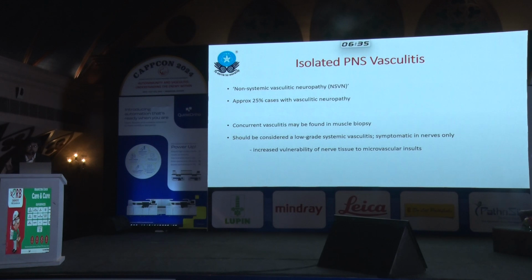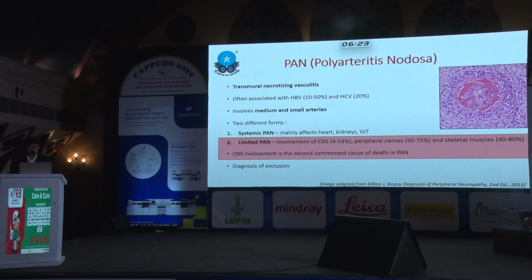Though the name suggests that it's confined to peripheral nerves, it should be considered a low-grade systemic vasculitis, which is symptomatic in nerves only for the time being because of increased vulnerability of nerve tissues to microvascular insults. PAN, or polyarteritis nodosa, is a prototype of necrotizing vasculitis already discussed, and it usually involves medium and small arteries, often associated with hepatitis B or C infection. There are two different forms of PAN, systemic and limited. The peripheral nerves, CNS, and skeletal muscles are usually involved in the limited form of PAN. CNS involvement is the second most common cause of death in PAN.